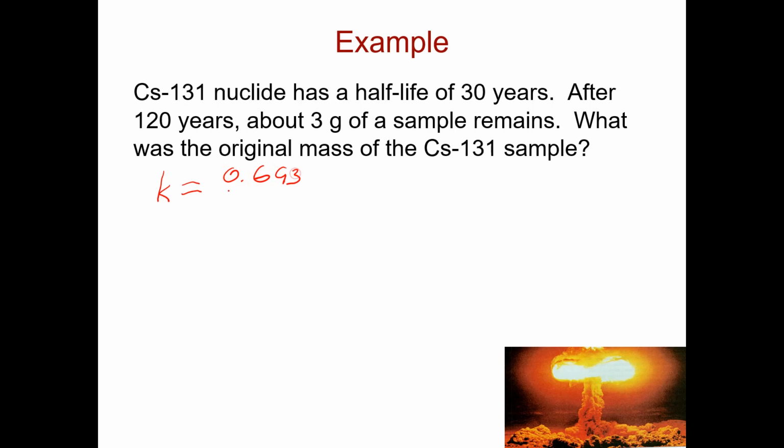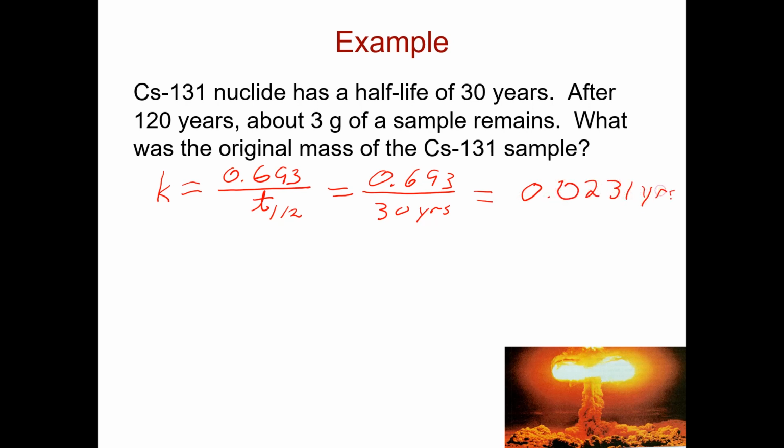We can calculate the rate constant by taking 0.693 divided by the half-life. So if I take 0.693 and I divide that by 30 years, if you put that into your calculator, I come up with 0.0231. And since years was on the bottom, the rate constant has units of inverse years, or years to the -1. So now I can use my equation that will let me figure out what the original mass was.